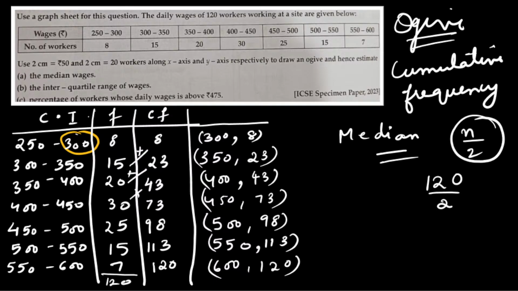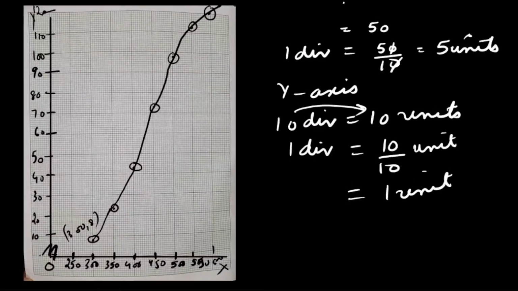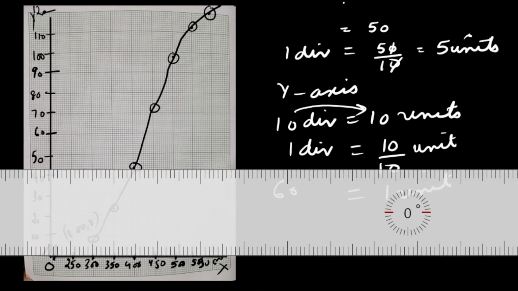So once again I'll repeat. First of all, after finishing the graph, after finishing the ogive, we have to find the value of n by 2. When I'm saying n by 2, n means total of the frequency. So total of the frequency is 120. So 120 divided by 2 is 60.